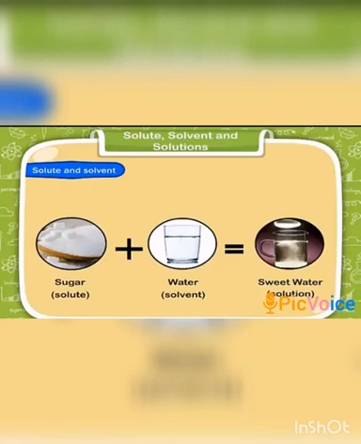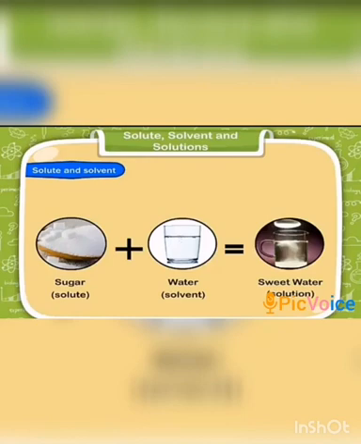For example, if we add salt to water, we get salty water. Here, salt is a solute, water is a solvent, and the salty water is a solution.